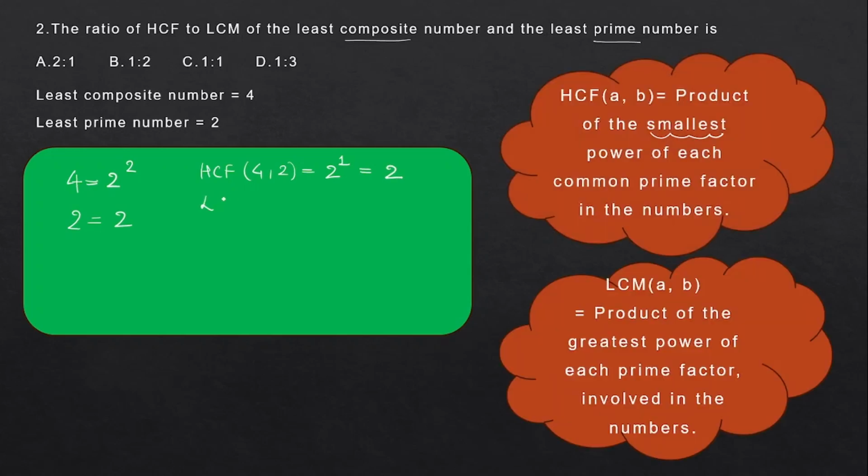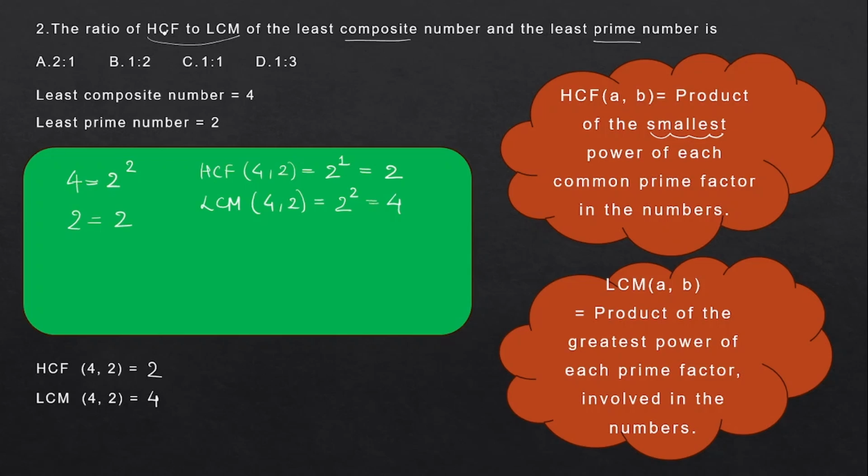Let us find out LCM of 4 and 2. As in the last question, we discussed greatest power of each prime factor involved. Here again, the only prime factor involved is 2, but then its greatest power is 2. So 2 square, which is 4. So the LCM of 4 and 2 is 4. Now HCF is 2, LCM is 4, and we want to find the ratio of HCF to LCM. A reminder here students, always whenever a question asks about the ratio, please follow the order in which the values are required.